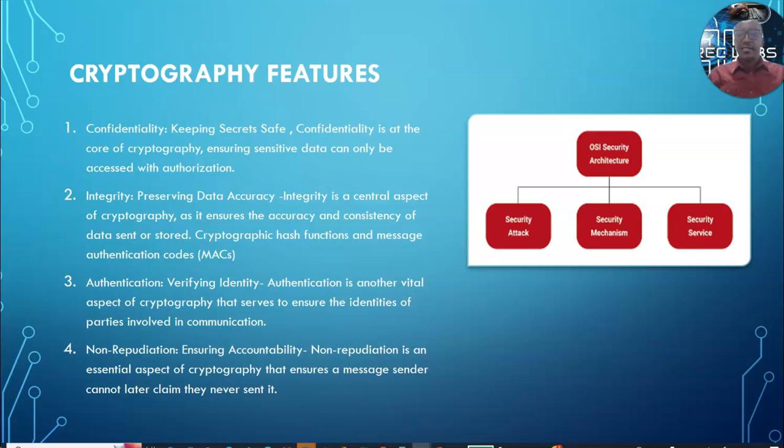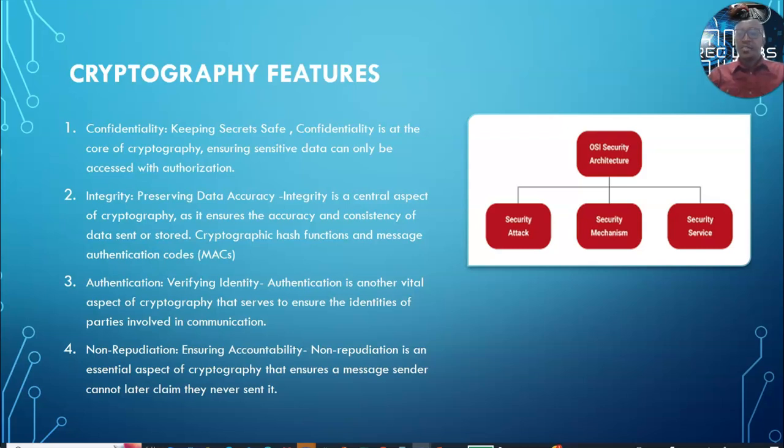Authentication on the other side is where you want to verify the identity. Authentication is a vital aspect of cryptography that serves to identify the parties involved in the communications. So you have the peer entity authentication, between the nodes, and the data origin authentication, where you're dealing with the node that is sending data. So you want to also authenticate that node.